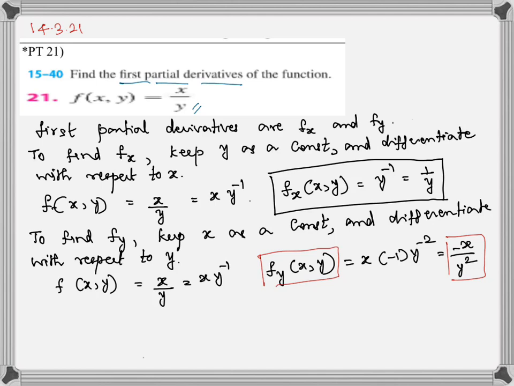So the partial derivative of f with respect to x is 1 over y, and the partial derivative of f with respect to y is negative x over y squared. Hope this video helps.